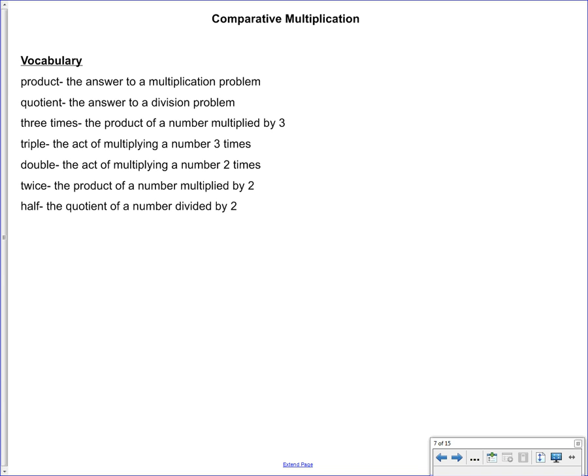This video is going to be over comparative multiplication. Here are some vocabulary words that you may want to pause and look at.